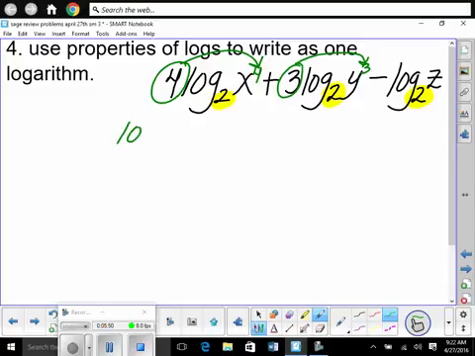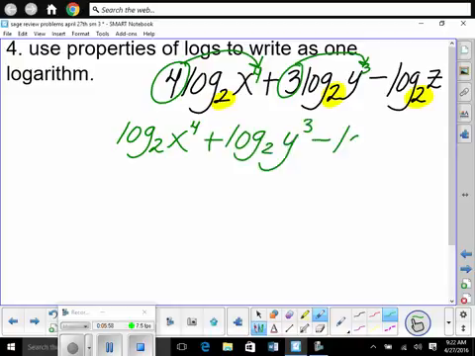So we have log to the base 2 of x to the 4th plus log to the base 2 of y to the 3rd minus log to the base 2 of z. Now from here, when you multiply, you add, and it goes backwards with properties of log. So when you add, you multiply, right? When you add, you multiply. When you divide, then you subtract. When you subtract, you divide, right?